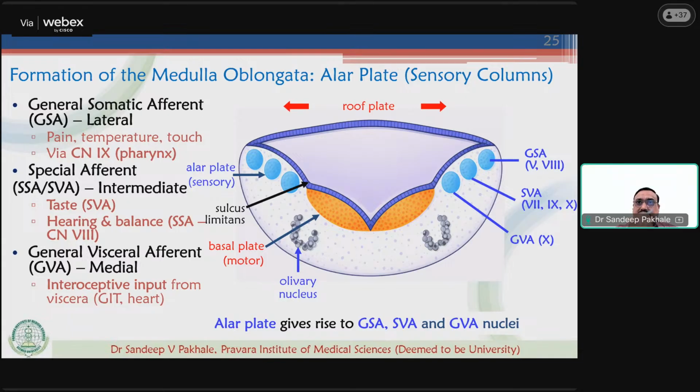The alar plate forms sensory columns. We have already seen the alar plate is responsible for sensory function. Here, the sensory columns, which are arranged from medial to lateral, are general visceral afferent, special visceral afferent, special somatic afferent, and general somatic afferent. So details of all these functional components in the alar plate we are going to see.